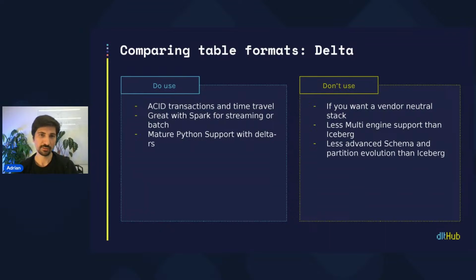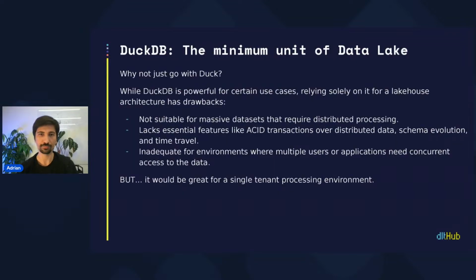For Delta tables, use it for its great ACID transactions and time travel ability. It's great with Spark for streaming or batch, and it has mature Python support. Don't use it if you want a vendor neutral stack. It has a bit less multi-engine support than Iceberg and less advanced schema and partition management than Iceberg.